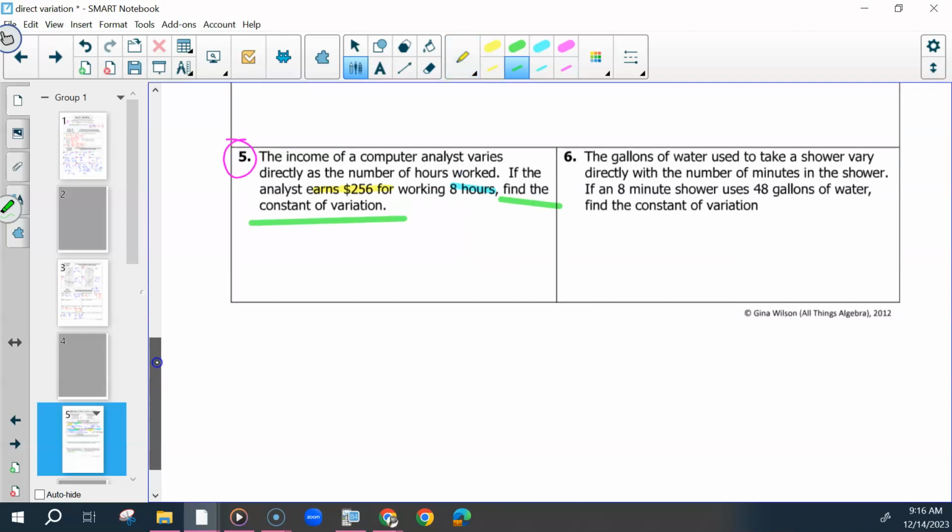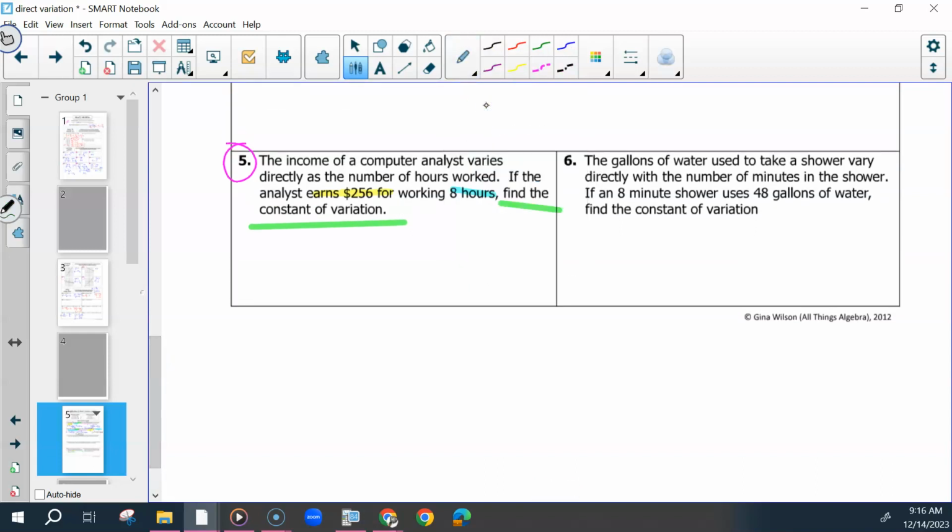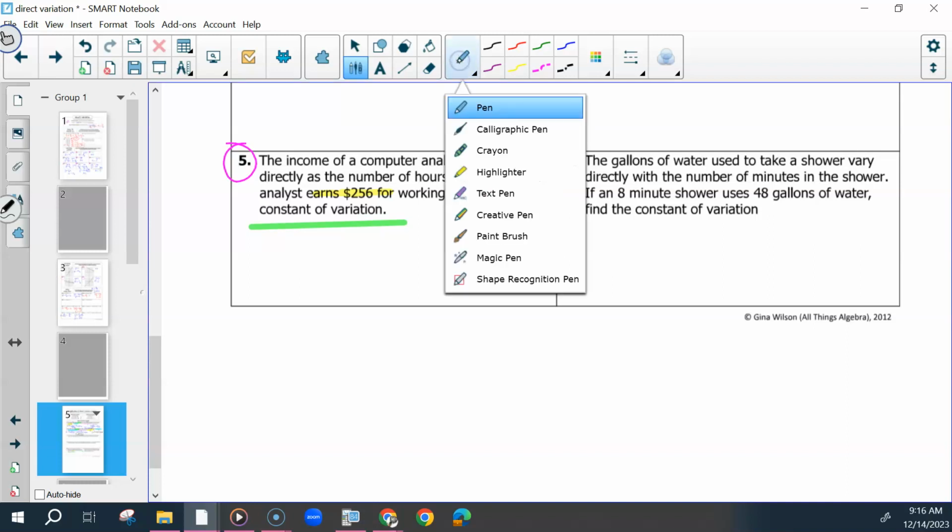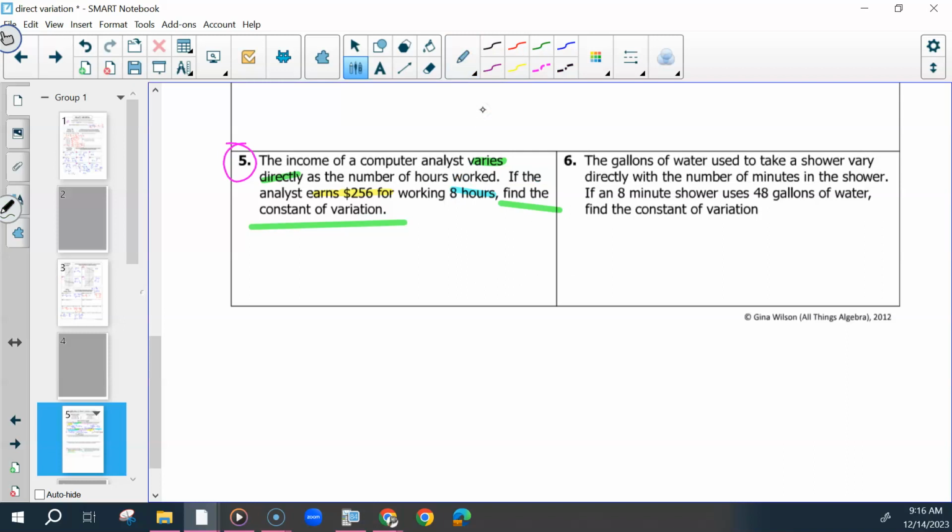Okay. So then in this, we know that the word varies directly is here. So the income is our x or y? Y. And the number of hours worked is our x. And if we're looking for the constant of variation, how would we find that? 256 over 8, which is 32. So that would be like $32 per hour.